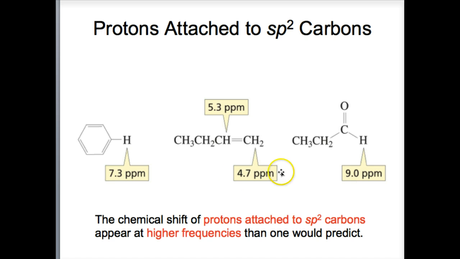The unexpected chemical shifts of hydrogens bonded to carbons that form pi bonds are due to diamagnetic anisotropy. This term describes an environment in which different magnetic fields are found at different points in space. The chemical shifts of protons attached to the sp2 carbons appear at higher frequencies than one would predict.